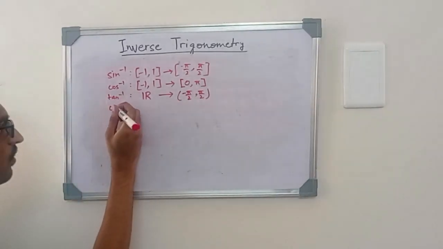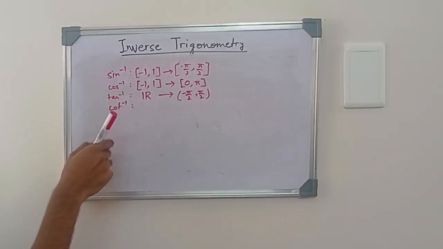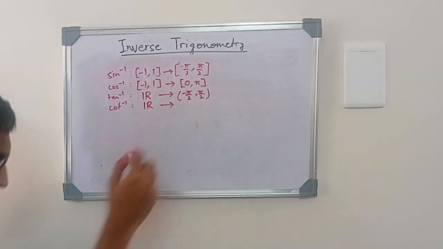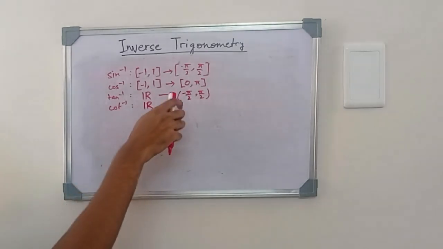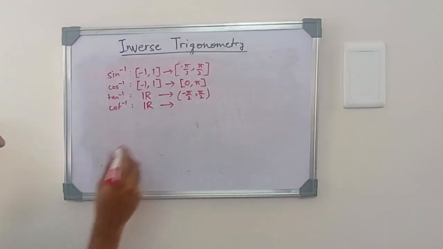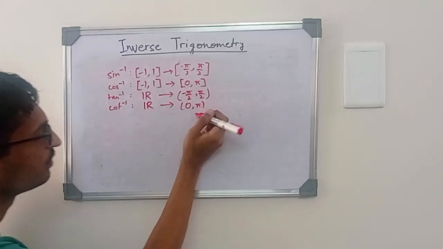Next is cot inverse. Again, the range of cot is all real numbers, so the domain of this is all real numbers. And then again, the principal value branch can be chosen as 0 to pi. But again, the cot function is not defined at 0 or at pi. So that means in this range we need to exclude those endpoints.